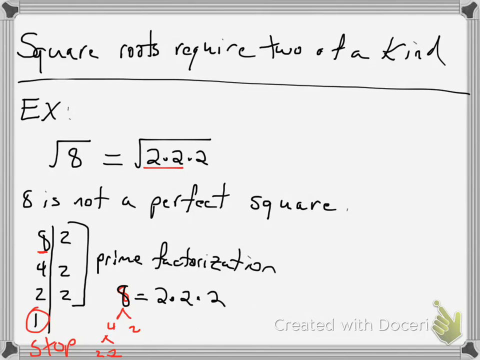Okay. So in our problem working up here, I can rewrite the 8 as 2 times 2 times 2. So what I'm looking for is 2 of a kind. So you see how I have a pair of 2's there. If I multiply them together, I get 4. 4 is a nice perfect square. I know what the square root of 4 is. It's 2.